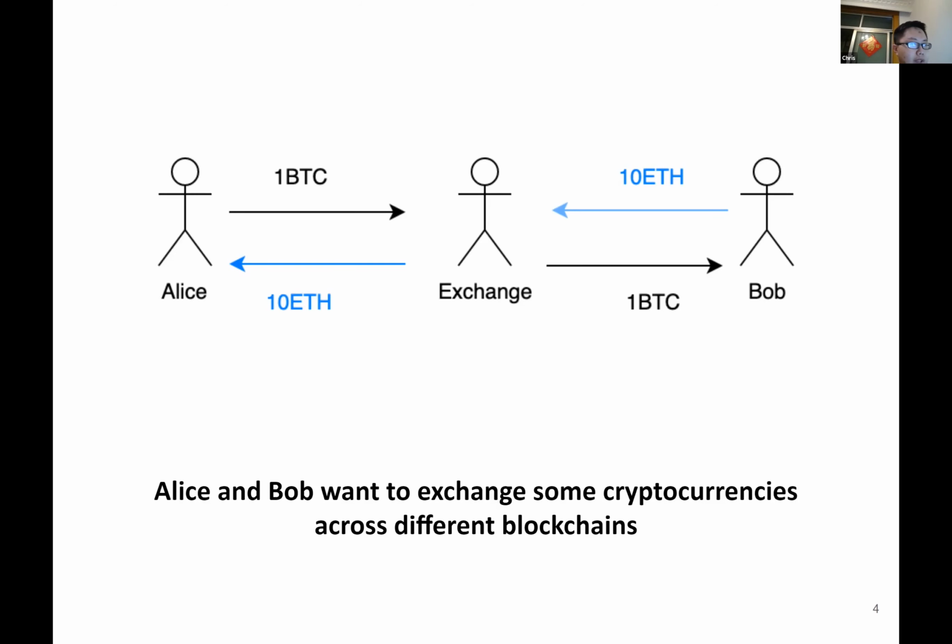If they both trust the third party, like the exchange here, and trust that it is honest, they can assume the third party will send their assets on their behalf once it receives assets from both sides. Or if one of the counterparties is cheating, they assume the third party will send their asset back. In this way, they can complete the exchange of the cryptocurrency successfully.